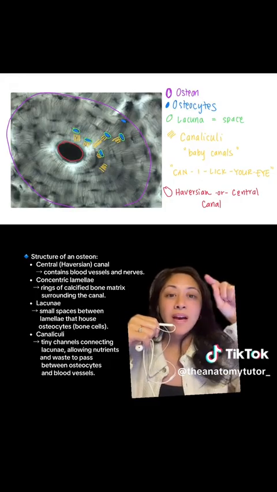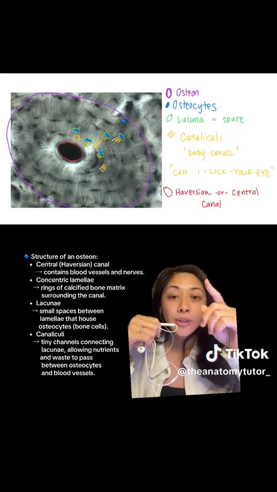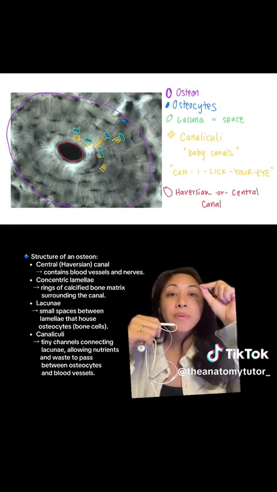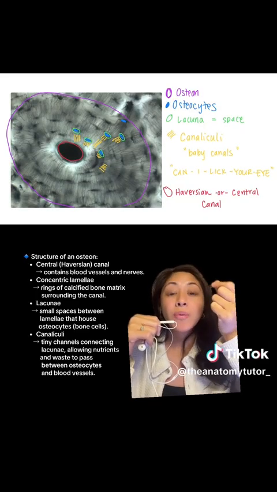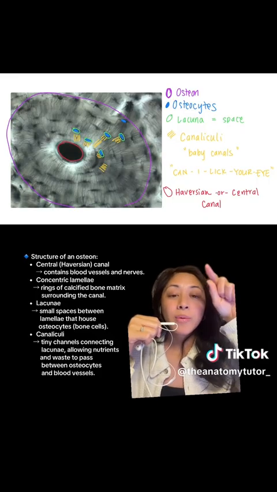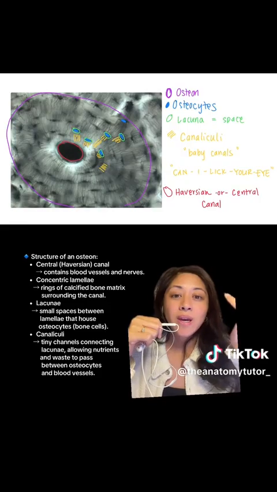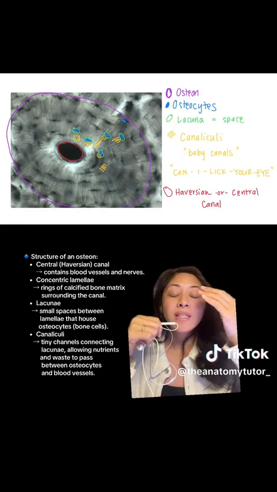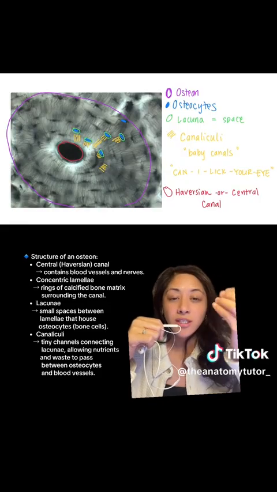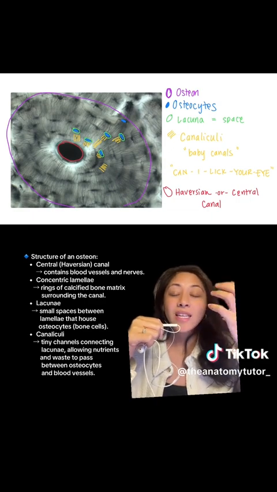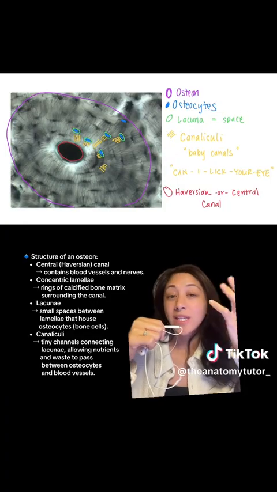In purple, I've outlined the osteon. In blue, I have indicated examples of where the osteocytes will be. And in green, we're introducing a new term, which is called the lacuna. This is the space at which the osteocyte will reside. I like to think of it as its personal bubble or its house.